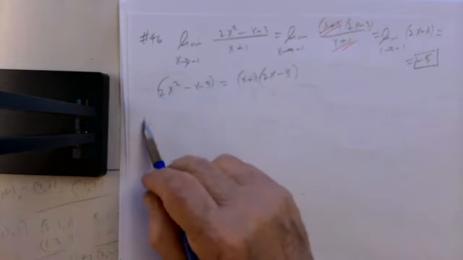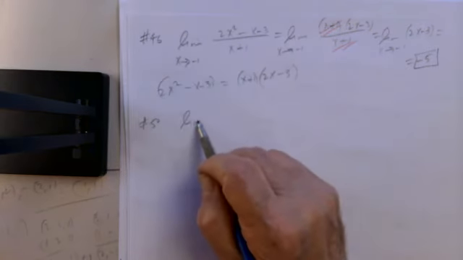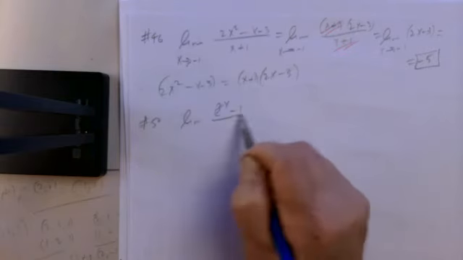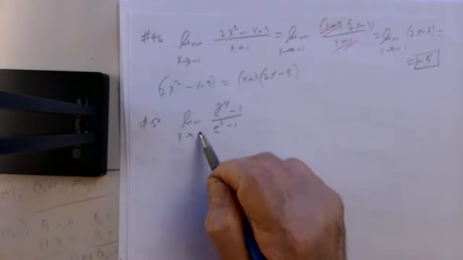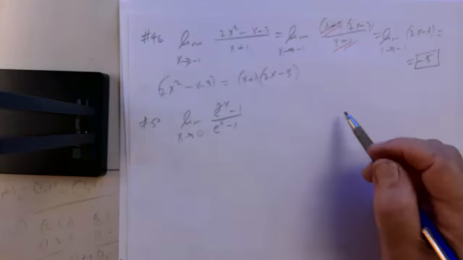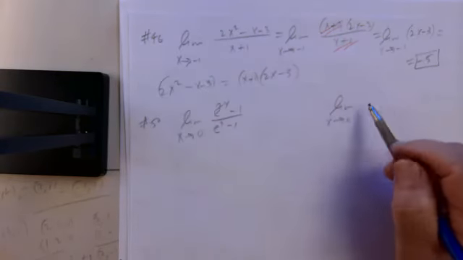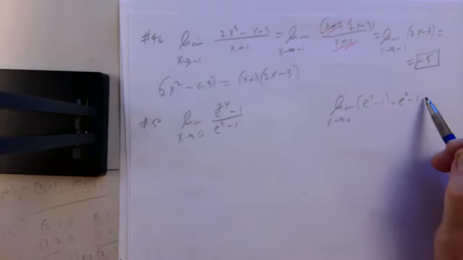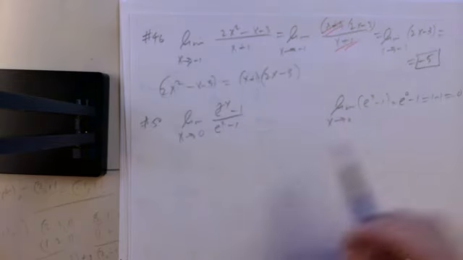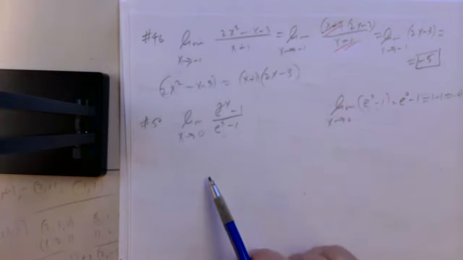Let's look at a few more that are interesting. This is number 50. Suppose we have the limit of e to the 2x minus 1 over e to the x minus 1 as x approaches 0. Now, the limit as x goes to 0 of e to the x minus 1 is e to the 0 minus 1, which is 1 minus 1 or 0, which means if I just plug in x equals 0, I get a 0 in the denominator, and I can't do that.